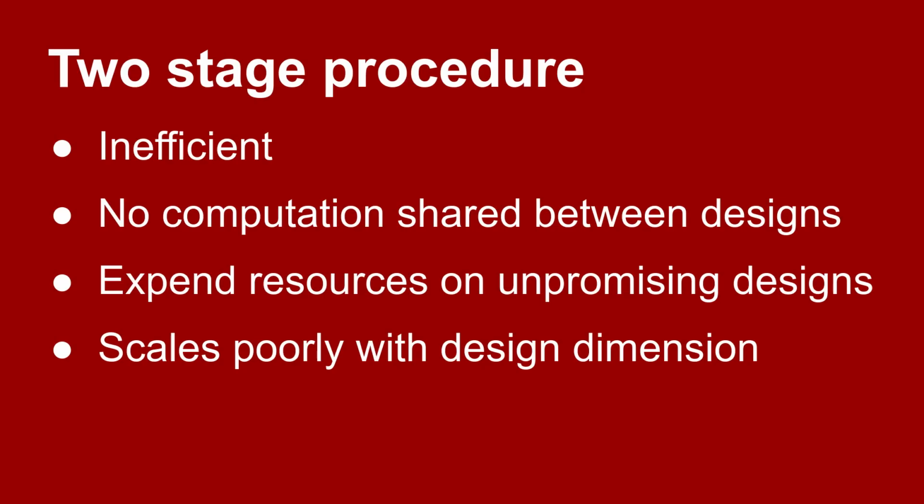But we don't really like that two-stage procedure, and it's inefficient for a number of reasons. It doesn't share computation between designs, even very nearby designs, and it expends resources exploring unpromising regions of design space. Bayes-opt in particular scales poorly with design dimension, and I think that would apply to pretty much any two-stage procedure. So if we try and get up to, say, a 100-dimensional design, and we'll later see an experiment with a 100-dimensional design, Bayes-opt is not really an option there.